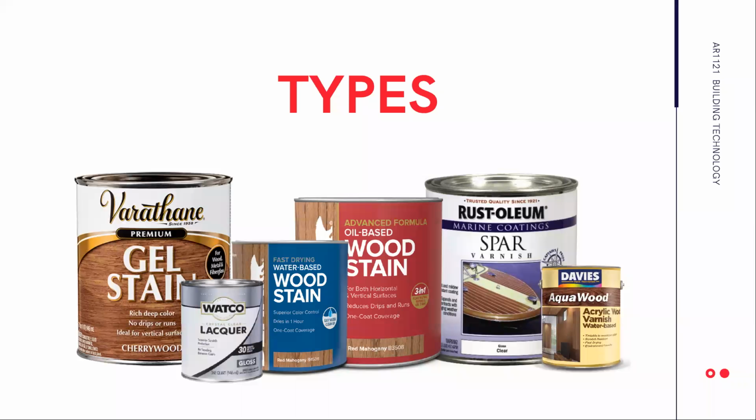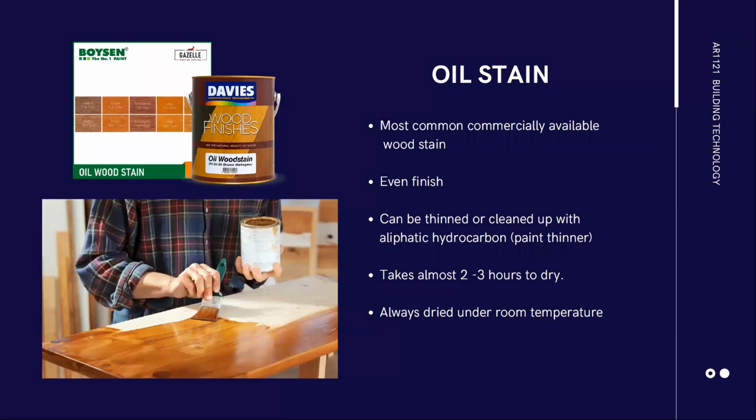So next are the types of wood stains. So first we have oil stains. It is the most common commercially available wood stain, especially here in the Philippines, and Davis Boysen sells them. It provides an even finish because it has linseed oil, which spreads out the inconsistencies, resulting in a more even stain.